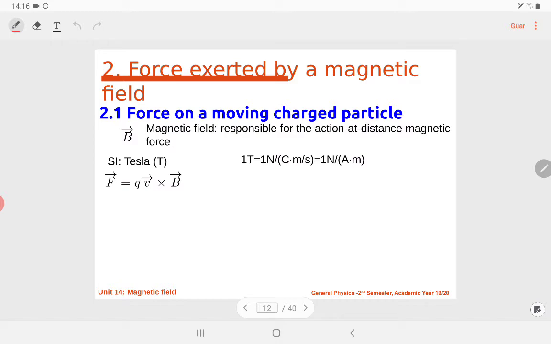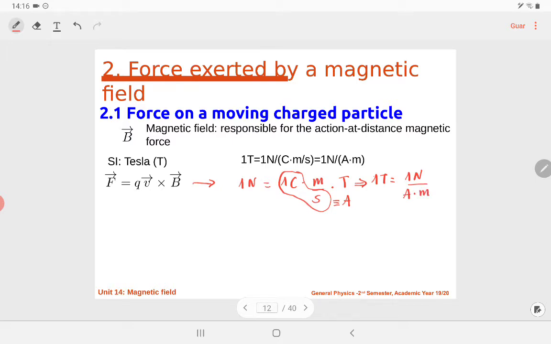And from the Lorentz force, you can get the relationship between the Tesla and other units, because you can see that 1 Newton has to be equal to 1 Coulomb times the velocity, in meters divided by second, times Tesla. Coulombs divided by seconds is the ampere, which is the unit of electrical current. So you get from here that 1 Tesla is equal to 1 Newton divided by ampere and meter.